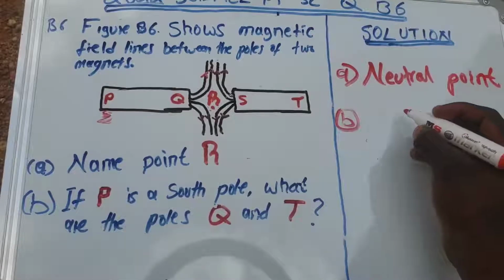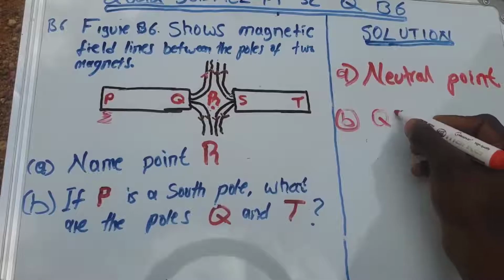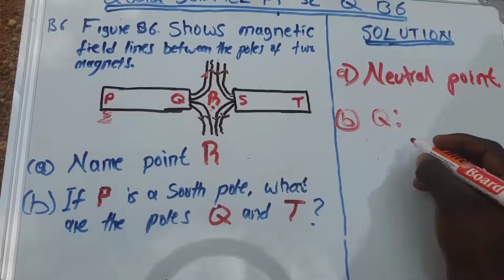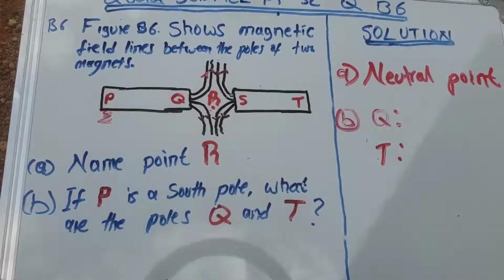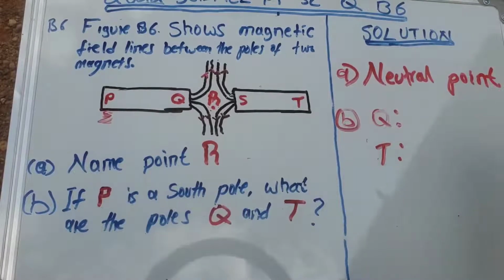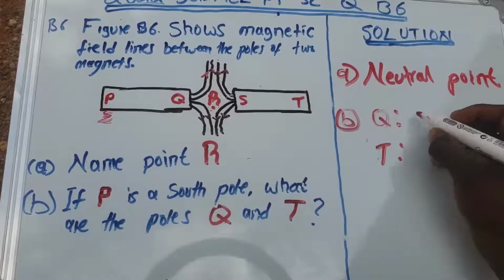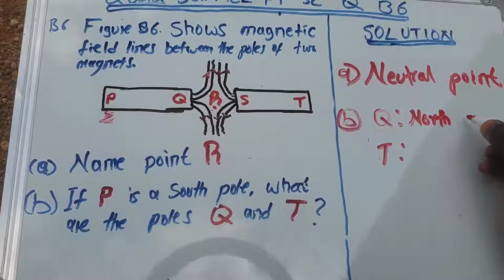So B, we have P, we have Q, and we also have T. Now Q, I've said it is a north pole because P is a south pole. So Q is a north pole.